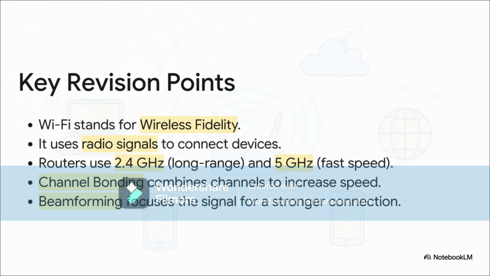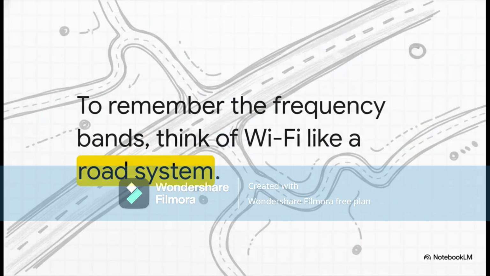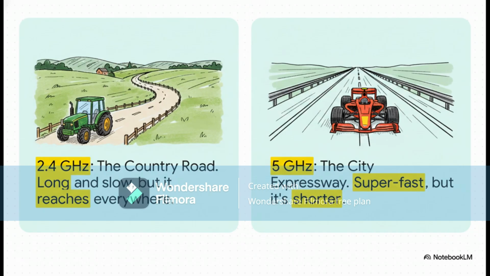Got it? Awesome. Now, to help you remember the difference between those two frequency bands, I've got a super simple memory trick for you. Just think of it like a road system. Here's how it works. The 2.4 GHz band is the country road. It's kind of long and slow, but it'll reach everywhere. The 5 GHz band is the city expressway. It's super fast, but it's a shorter trip. This little trick should make it way easier to remember.